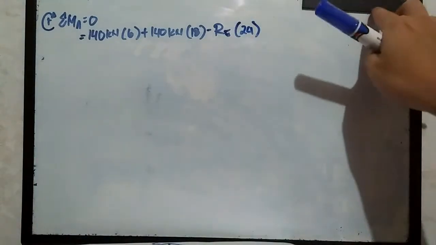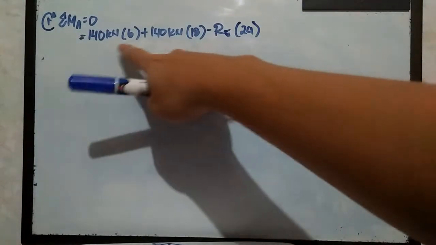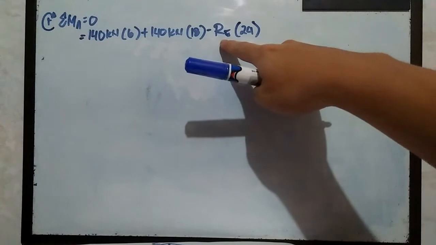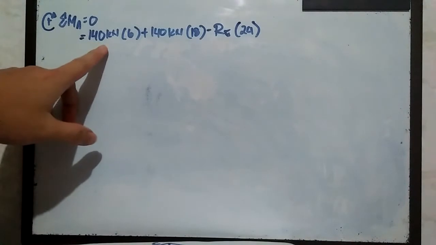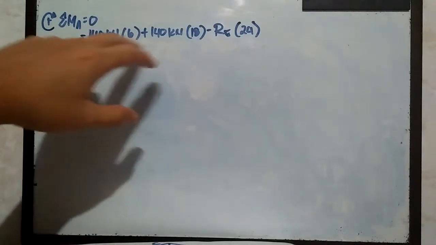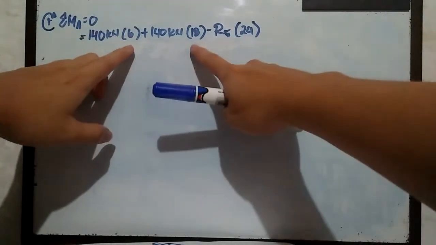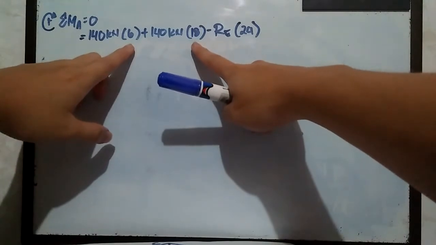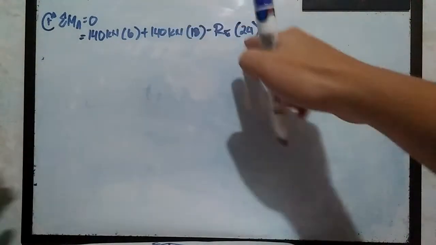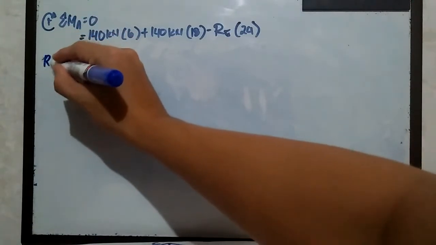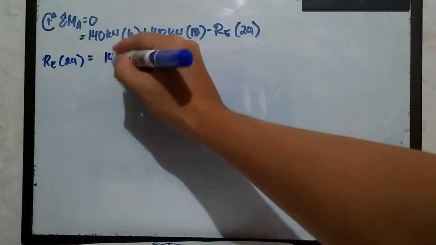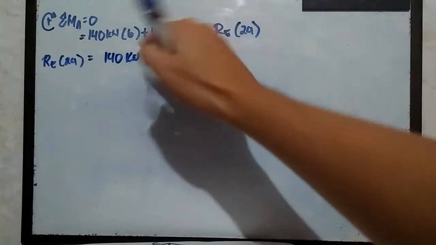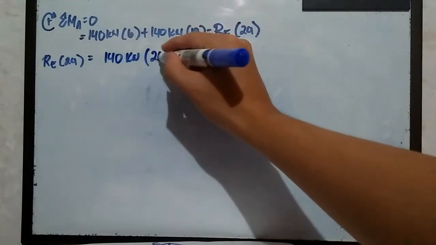And the thing that we must do here is isolate R sub E by transposing this to the other side, so from negative it becomes positive. For these two, we can simply factor out 140 kilonewtons because that's the common factor, and just add their distances. 18 plus 6 is equal to 24. So R sub E multiplied by 24 is equal to, factor out 140 kilonewtons, and the 6 plus 18 is simply 24.